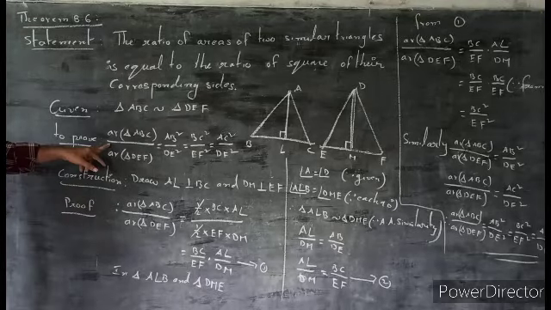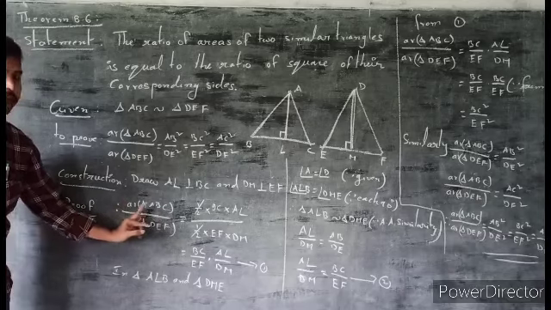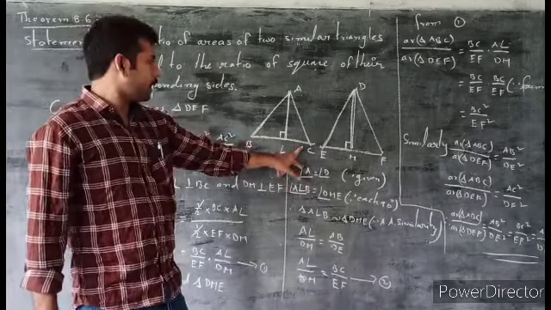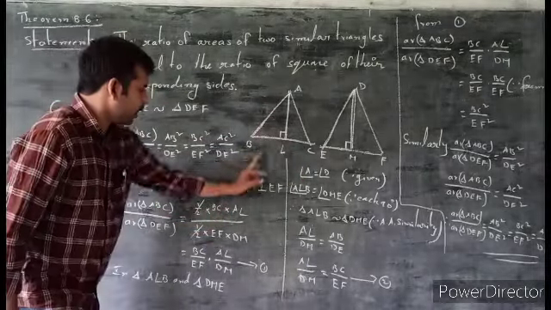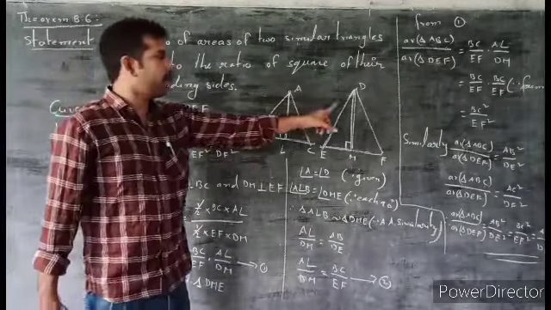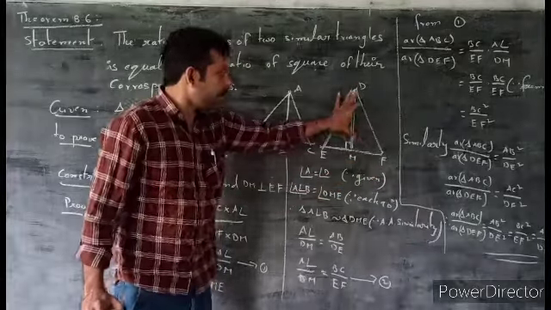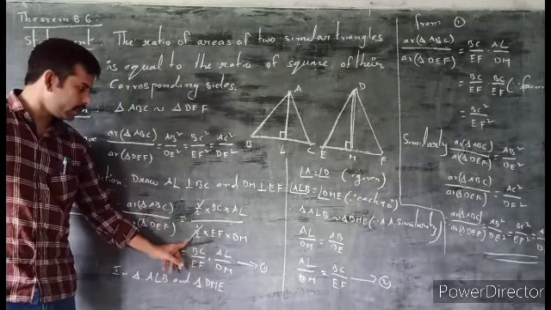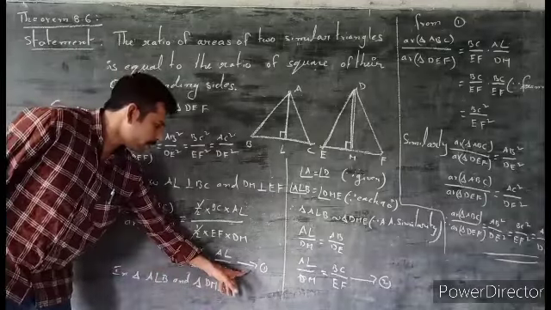First we have to take the LHS. Area of triangle ABC by area of triangle DEF is equal to area of triangle ABC, formula half into base into height. So half into base BC into height AL, divided by area of the triangle DEF, equal to half into base EF into height DM. Half cancels. BC by EF into AL by DM. It is equation 1.